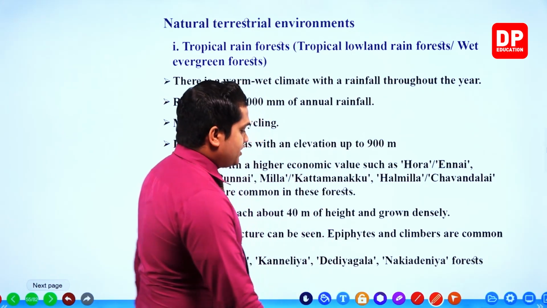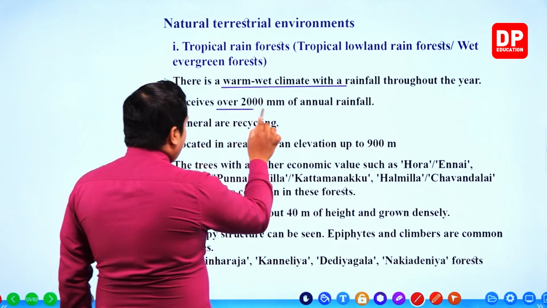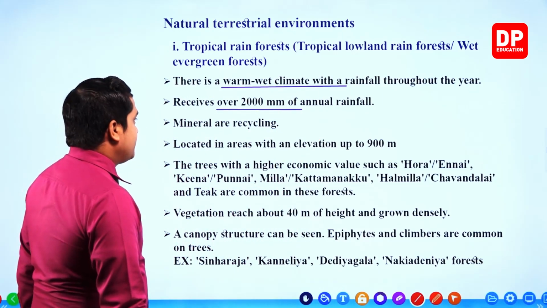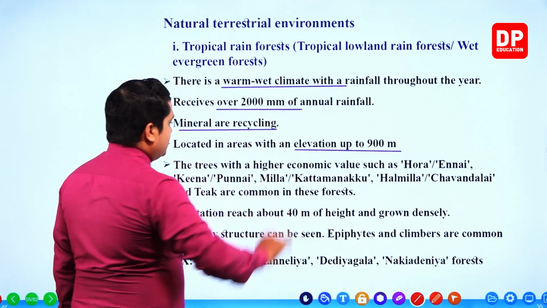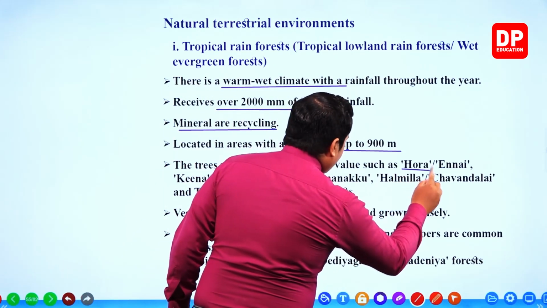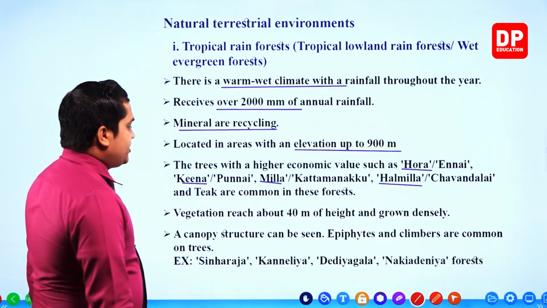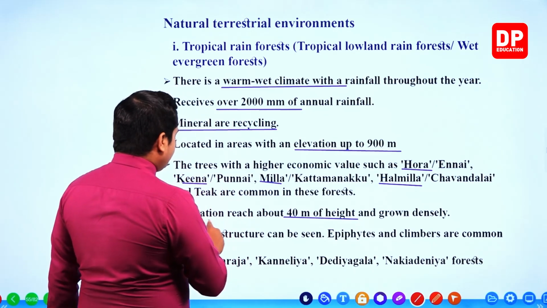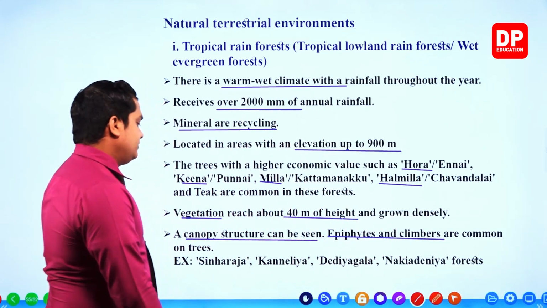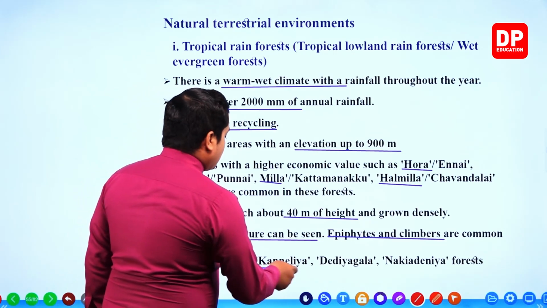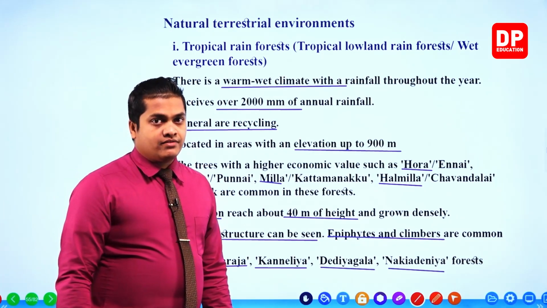Okay. So the key factors are once again: a warm, wet climate, rainfall greater than 2000 millimeters, located in areas with elevation up to 900 meters, and minerals are recycled. Also we can observe plants like Hora, Keena, Mi, Hulan, right? And vegetation reaches up to 40 meters of height. And my dear children, canopy structure can be seen with epiphytes and climbers. Then examples are Singharaja, Kanneliya, Dadiyagala, Nakiyadeniya. Okay, important facts about tropical rainforests.